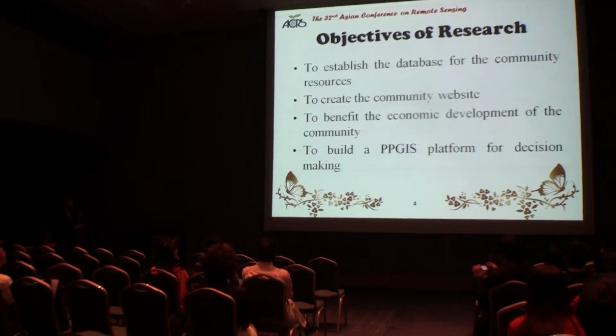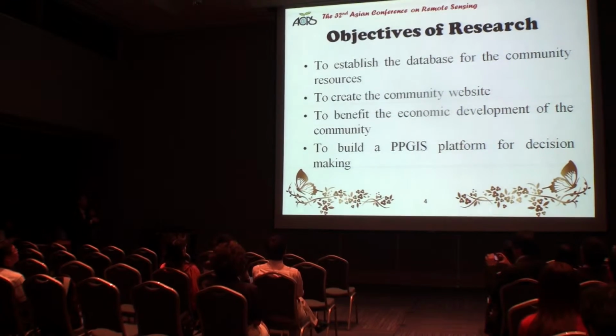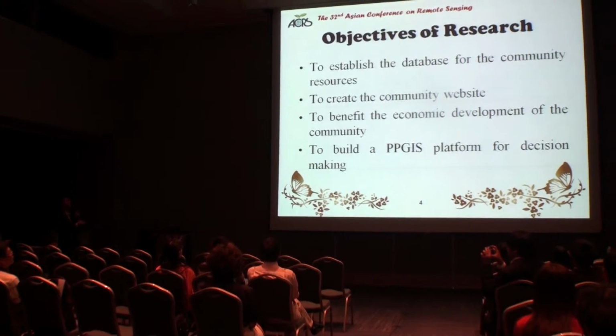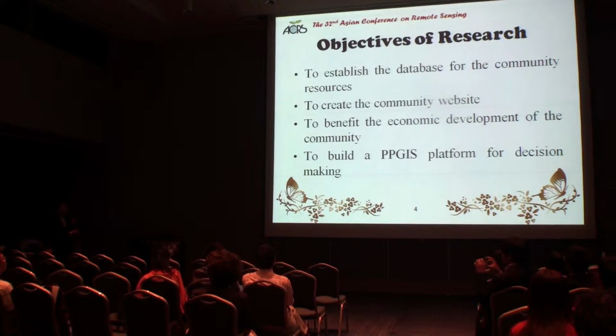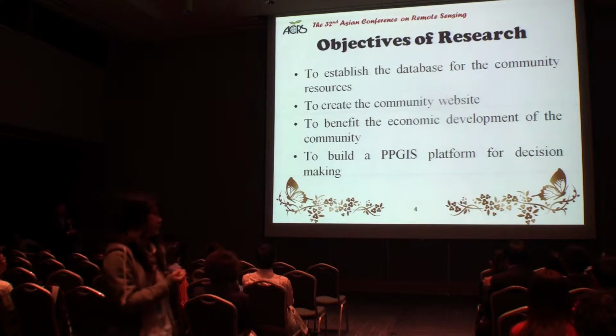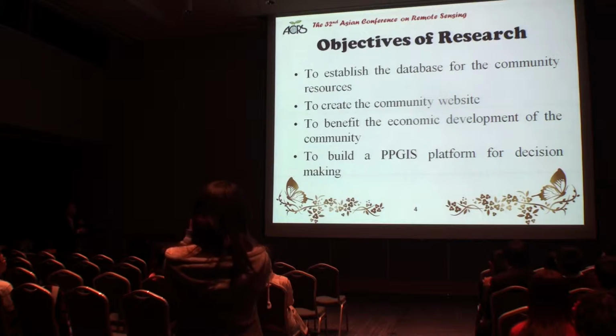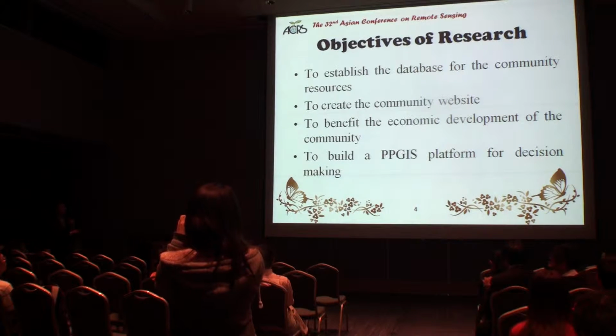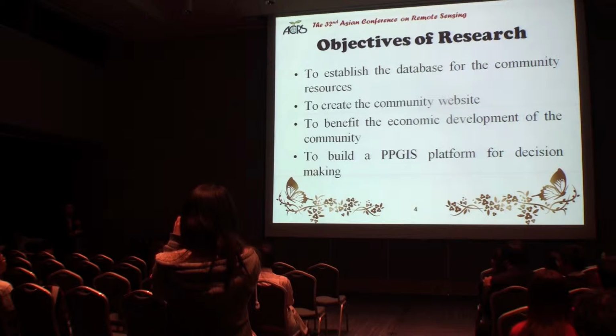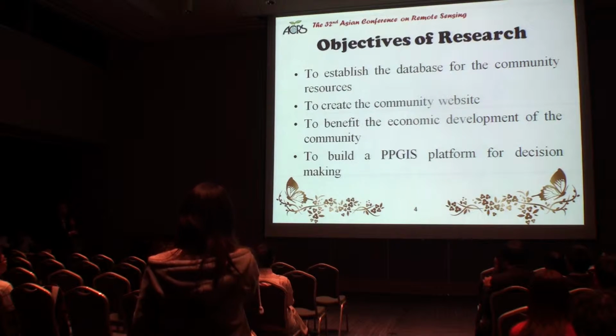The objectives of my research are the following. First, we want to establish the database for the community resources in Google Earth or GIS. Then we want to create the community website. Most importantly, we hope the ecotourism can benefit the economic development of the community. And finally, we wish to build a PPGIS platform for decision making.